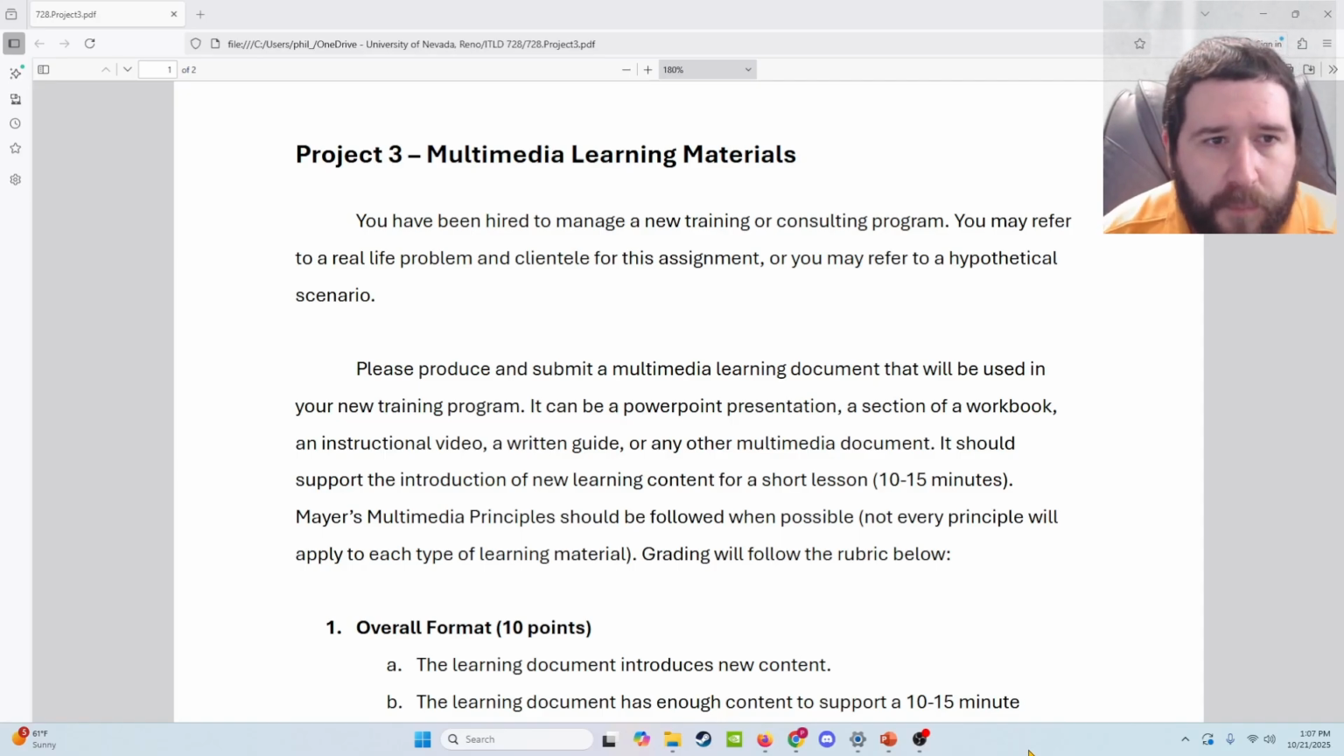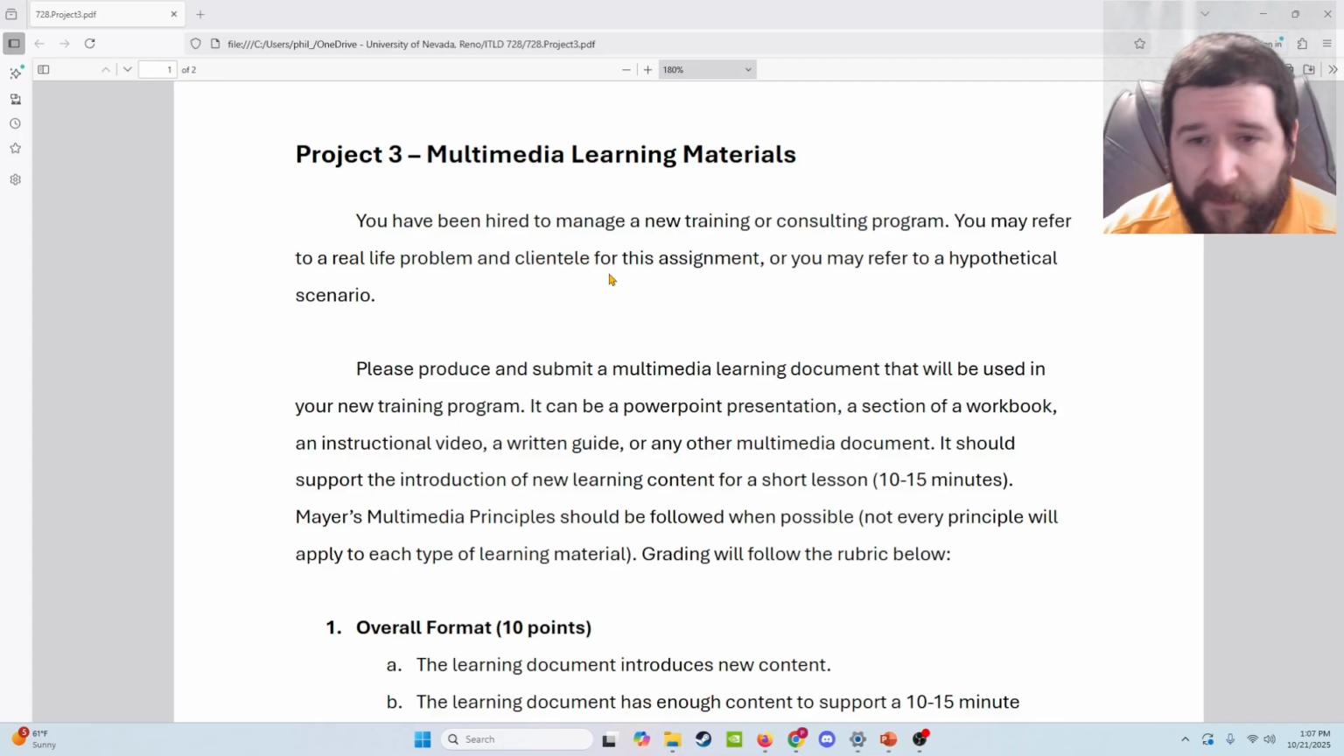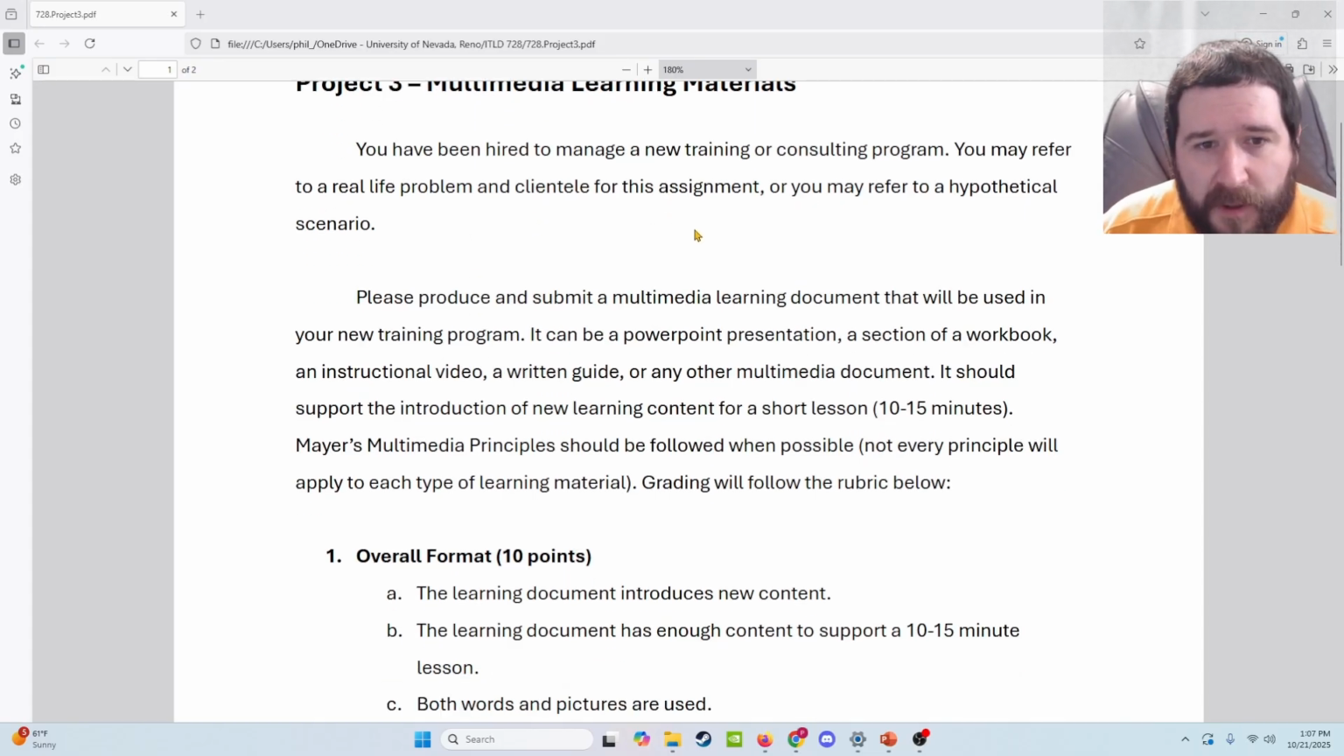So here is our Project 3 assignment. Okay, similar to the last two projects, you've been hired, you're a manager for a new training or consulting program, right? You can stay with that idea you've been working on all semester, or you can pivot to a new idea if you prefer. Okay, but I'd like you to produce and submit a multimedia learning document, something to support the learning of the training you're talking about.